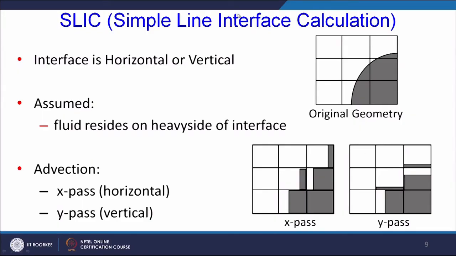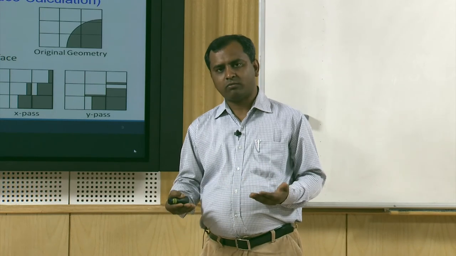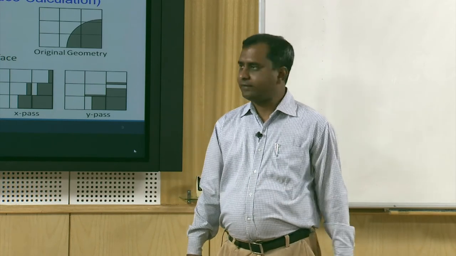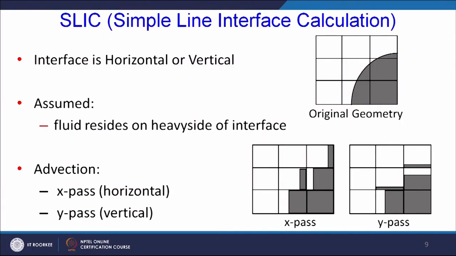Okay, so in the case of SLIC, we consider that the interface is either horizontal or vertical. So in a cell, the interface will always be a line in the form of a horizontal line or a vertical line. Okay, so we will not be imitating the curvilinear path of the actual interface. So in this type of SLIC calculation, we assume that fluid resides on the heavy side of the interface.